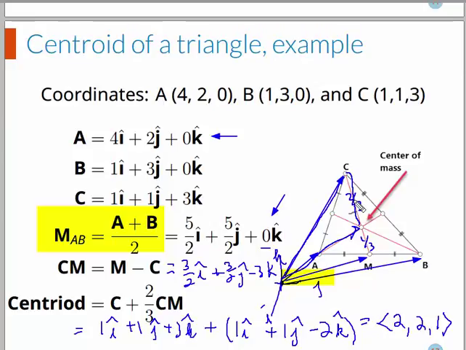Again, the numbers are not important. What's important is to remember what you're dealing with, whether you're dealing with just a vector or a position vector. What do the coordinates really mean? There are several other problems that are also solved this way, but that is a use of the subtraction of vectors.